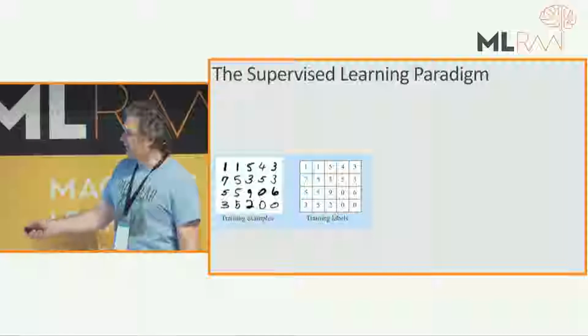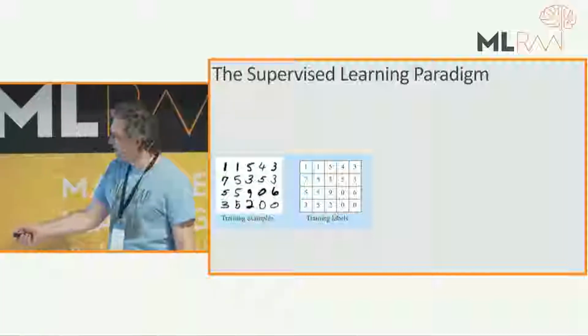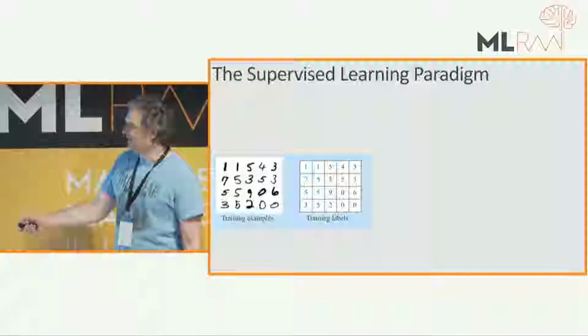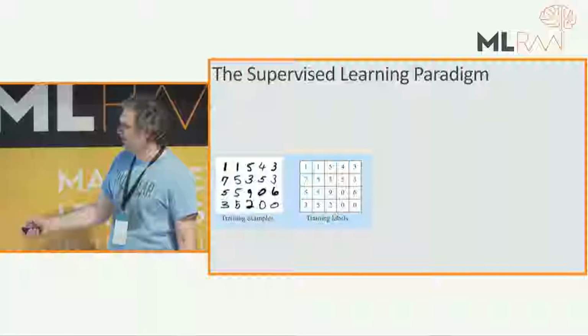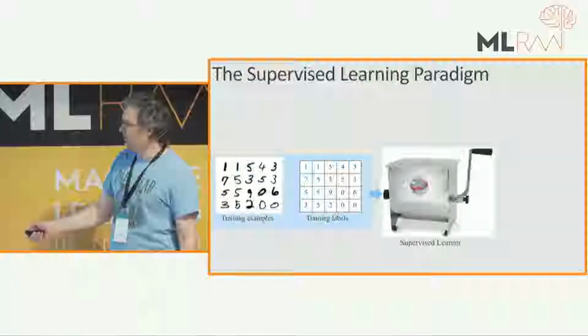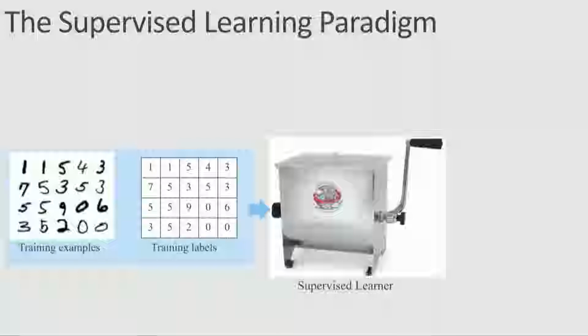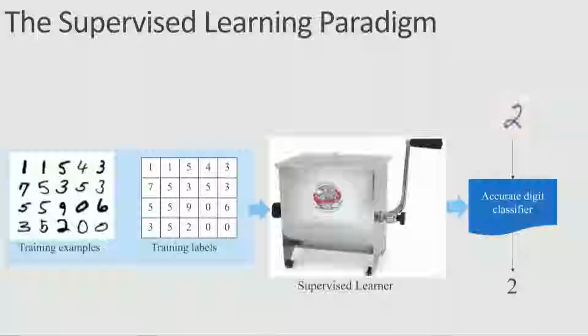Okay, so let's start with supervised learning. Supervised learning is what people are most familiar with. In supervised learning, what happens is you have unlabeled examples. You get labels for them. You shove your labeled examples into your training algorithm. And then out comes a classifier that can take an unlabeled input and give you a label as output. So that's simple supervised learning.